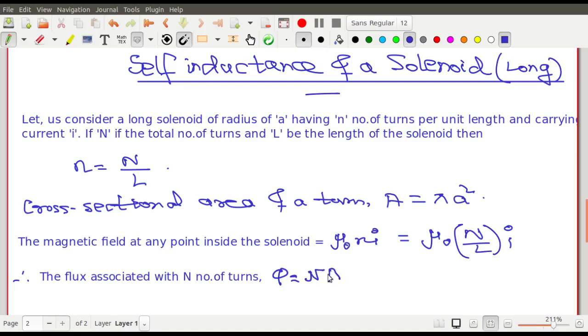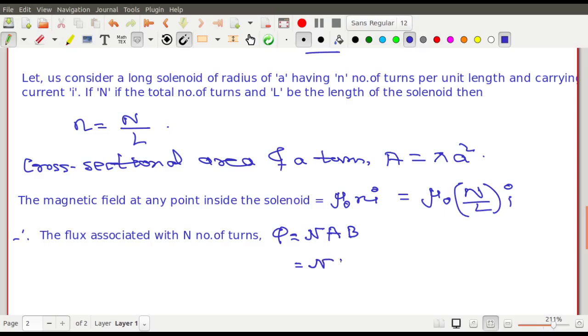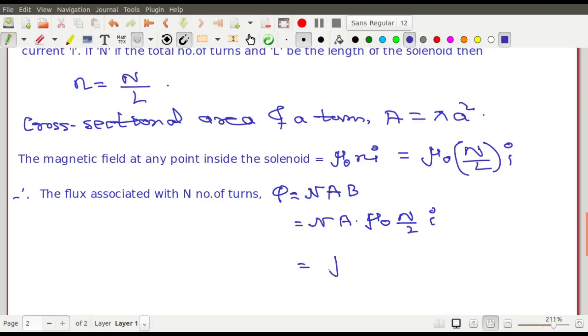The formula of flux is phi equals N A B, and B you put over here, that is mu 0 N by L into I. It is not 2, it is L. So this will give you mu 0 N square by L, capital A into I. So this is the flux linkage with the circuit, right?